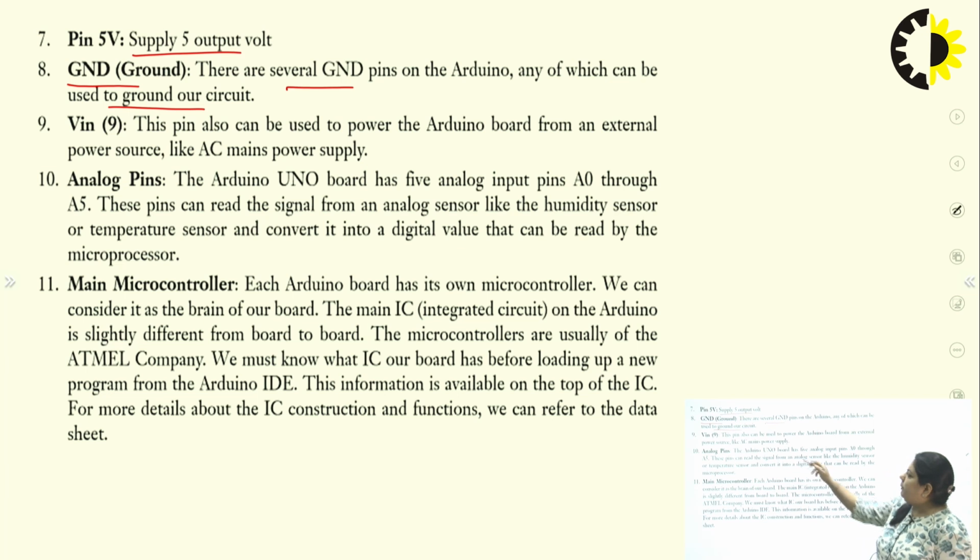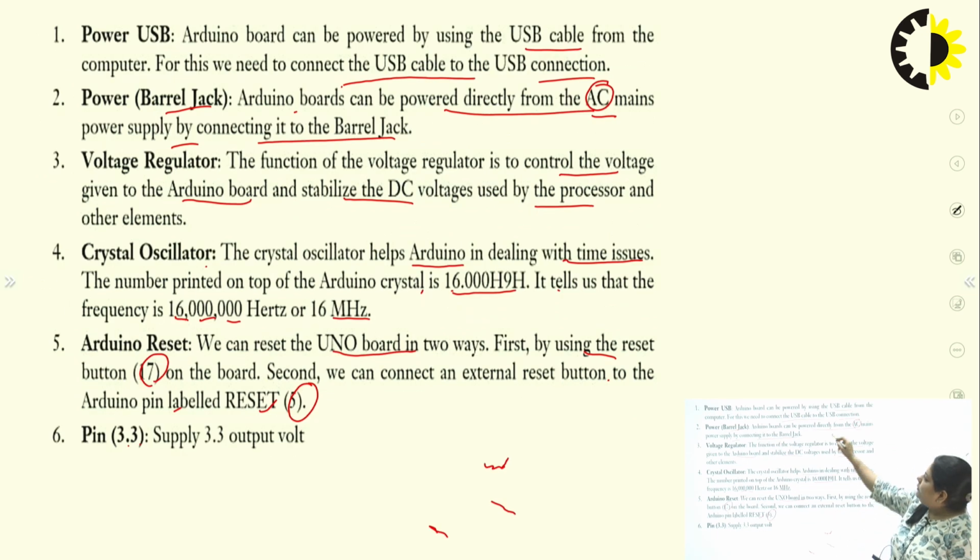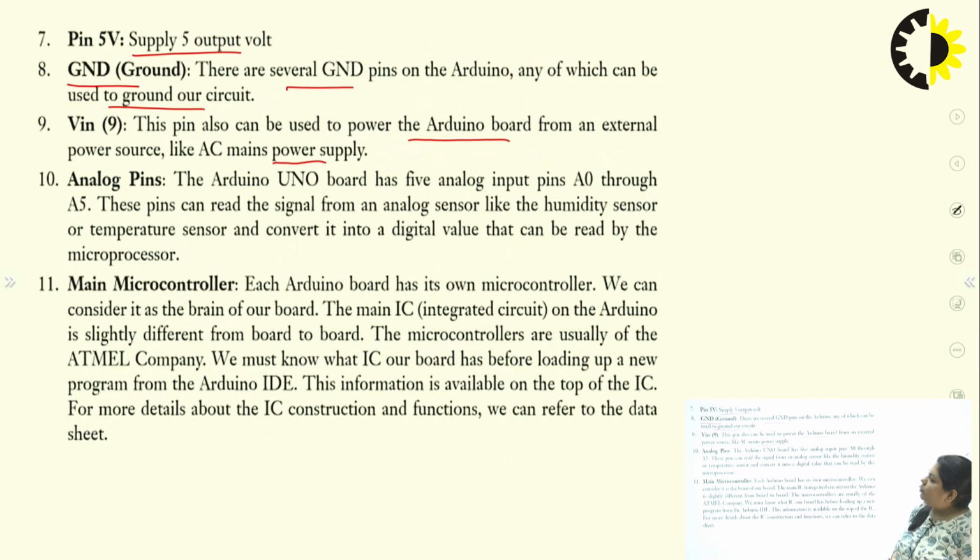Vin is also a pin used to power the Arduino board from an external power source like the AC main power supply. That means, as we studied previously, whenever we use the power barrel jack, that is the AC main power supply, we use this Vin pin to provide the supply. To give the power directly to the barrel jack, we use this Vin pin.